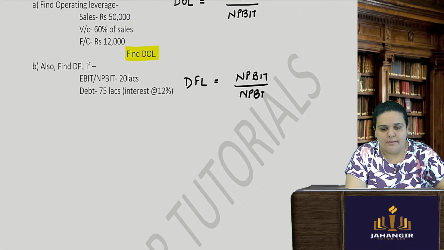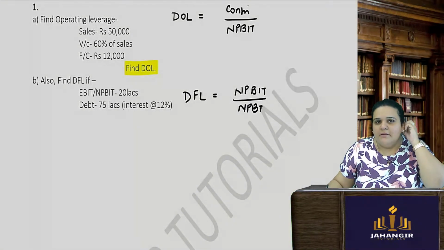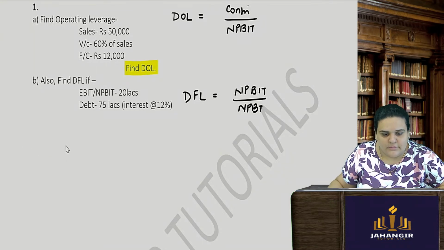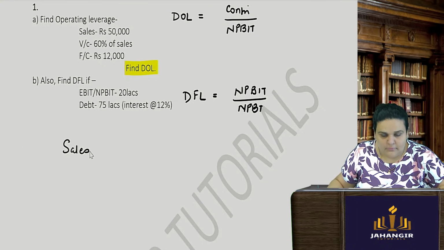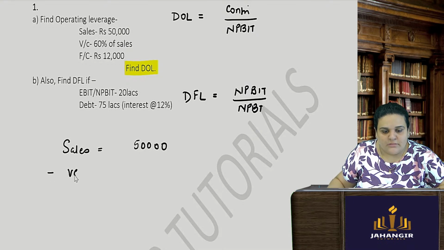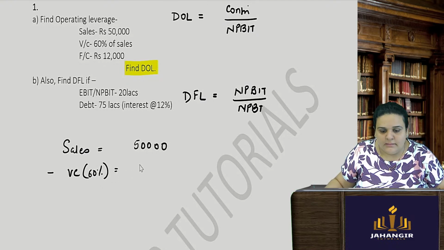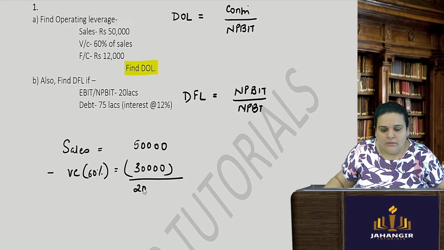Now I will quickly make an income statement. Then we have to just put the numbers in the formula. Nothing more we have to do. Okay, so let's start with sales. Sales is 50,000, minus variable cost. They have given me variable cost in the form of percentage. So 50,000 into 60%, 30,000. So now contribution is 20,000.